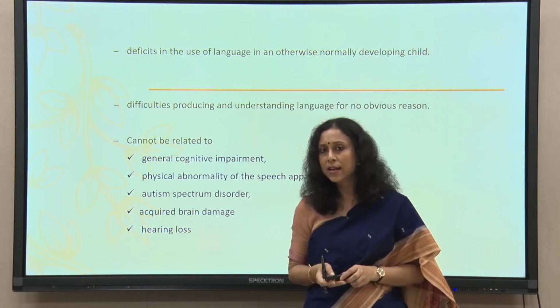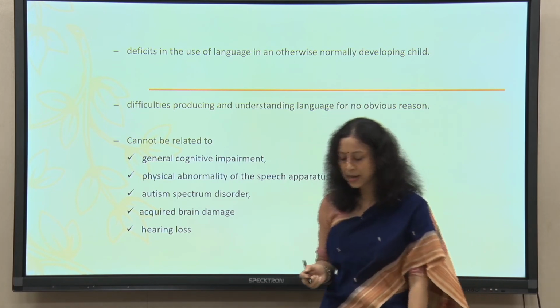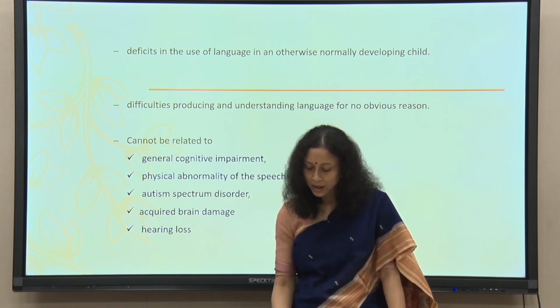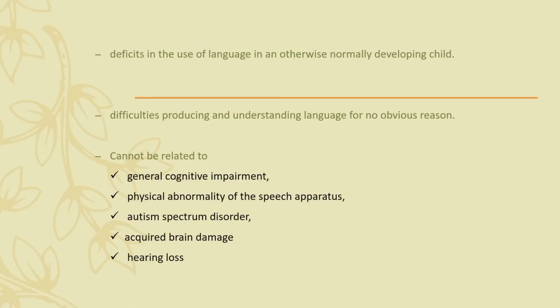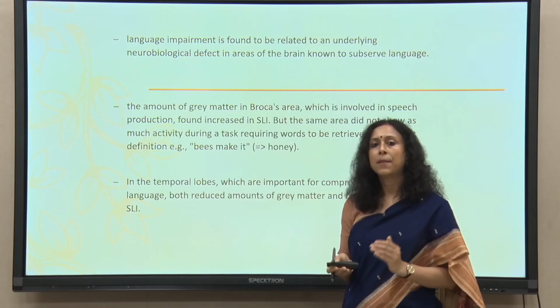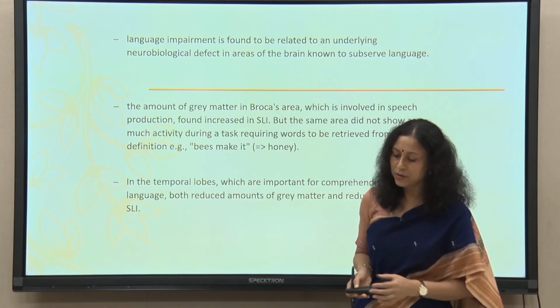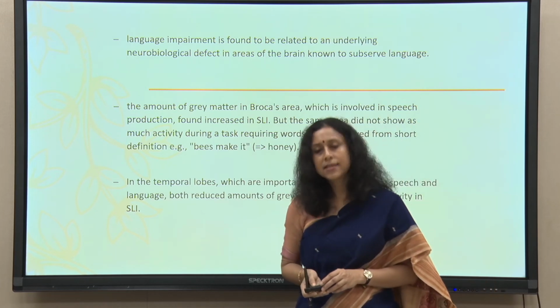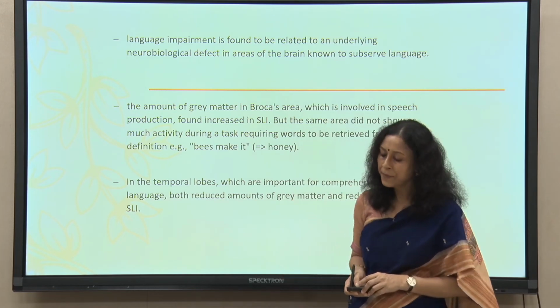Because the child is typically growing, this kind of disorder cannot be related to general cognitive impairment, physical abnormality of the speech apparatus like cleft palate, developmental disorders like autism spectrum disorder, acquired brain damage or hearing loss. None of these problems are associated with specific language impairment. That is why it is called specific language impairment. It is an impairment specific to language. This also has a neural underpinning.